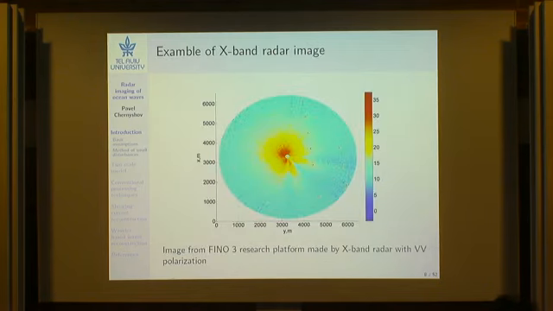So this is an actual image collected on the FINO 3 research platform by X-band radar with VV polarization. You clearly see the strong range dependence of the signal, and you also distinguish some wave pattern. But originally, these radars, as I already mentioned, were used for navigational needs, and this signal was considered to be sea clutter. But actually, it turned out that the signal contains a lot of useful information.